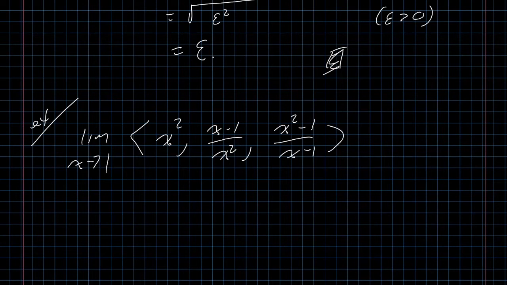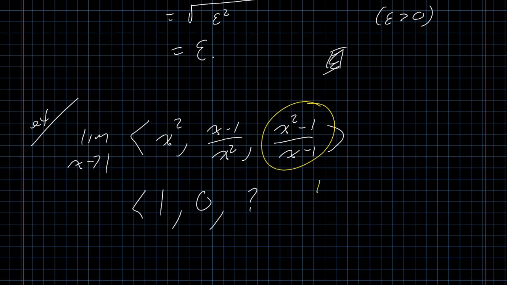So if I want to take the limit as x approaches 1 of the vector valued function with components x squared, x minus 1 over x squared, and x squared minus 1 over x minus 1, well, plugging in the value of x equals 1, I would get 1. I would get 0 over 1 squared, which is 0. And then I would get 0 over 0, which is indeterminate. So this last bit is the thing that I'm going to look at a little bit more closely.